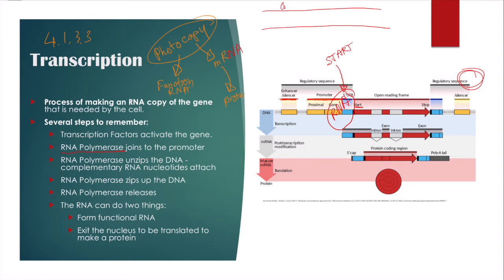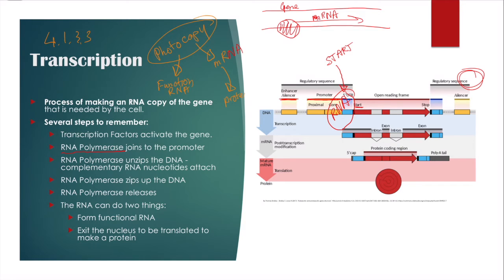So if the gene is here that we need to copy, RNA polymerase joins on here, okay? He then goes along and photocopies the gene, and makes a copy using RNA bases, and it could be mRNA or it could just be a functional RNA. So I'm just going to put here RNA copy. So he makes an RNA copy, and then behind him, once he's copied it, he zips up the DNA again.